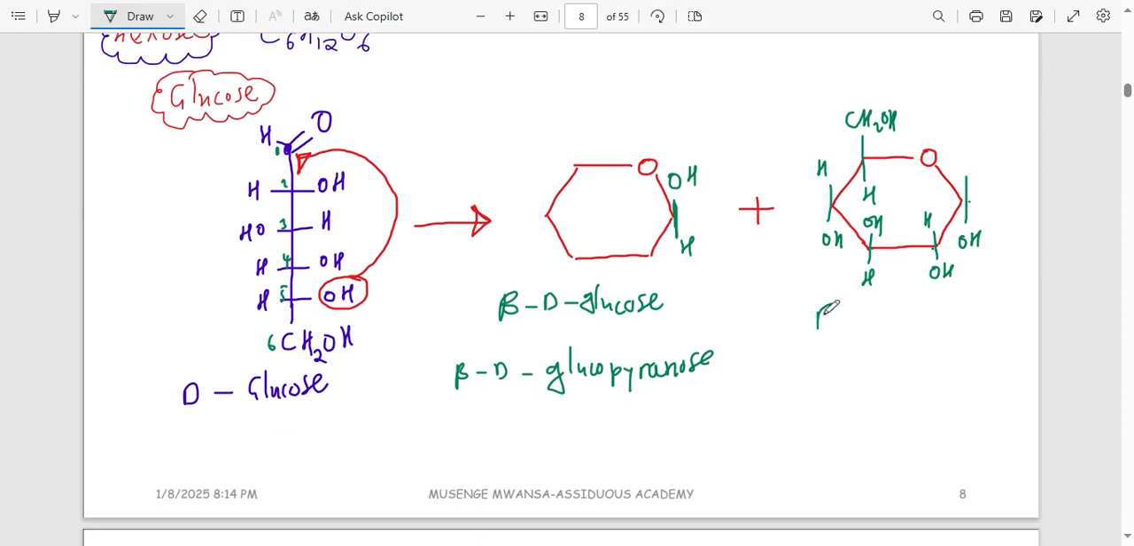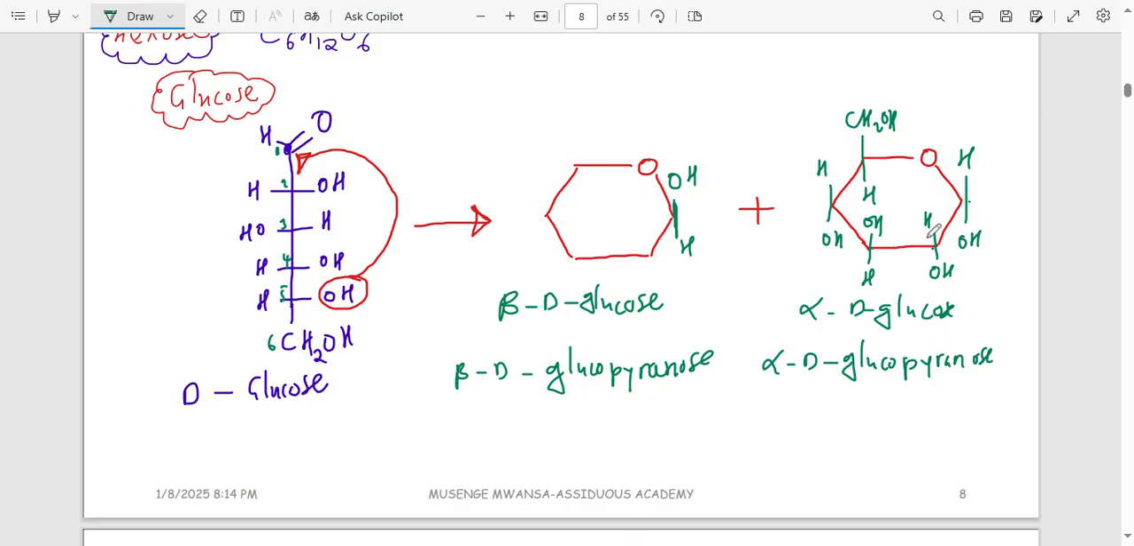And then this is this one, because the OH is down at carbon number 1. This is an alpha molecule. So this is alpha D glucose, also known as alpha D glucopyranose. Okay, so this is the molecule.